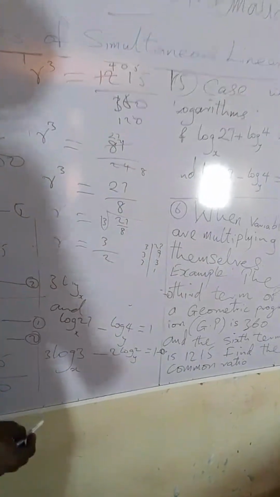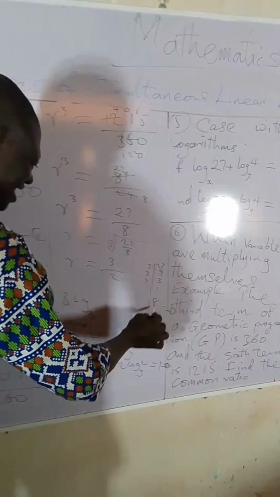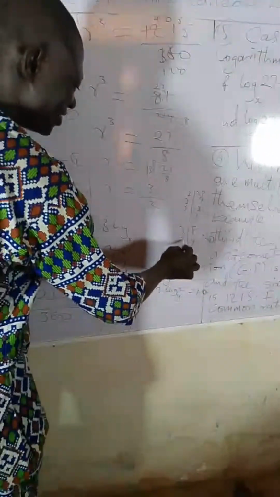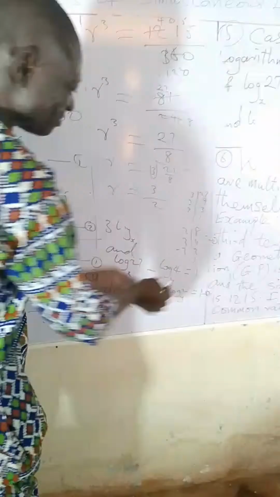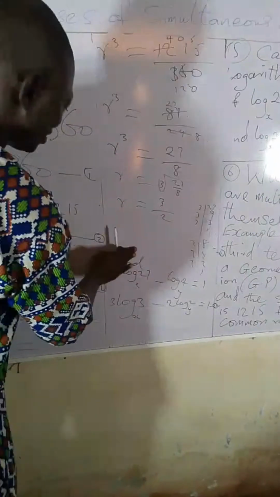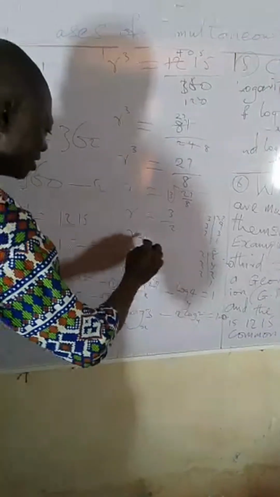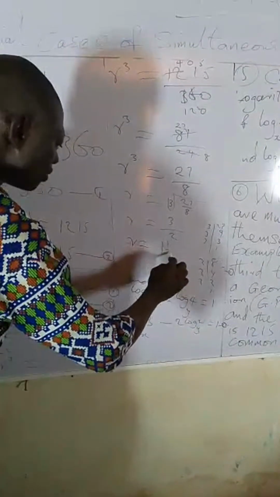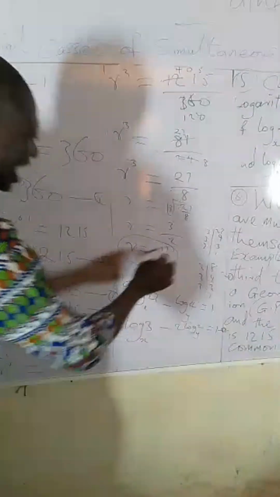That's why 3 is here. You divide out 8: 2, 4, 2, 2, 2, 1. Just 3 times, pick it as 1. That's why 2 is the answer. So the question is answered now that R is 1 whole number 1 over 2. And the only thing they ask us to solve there is to find a common ratio.